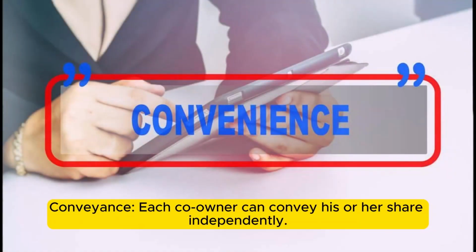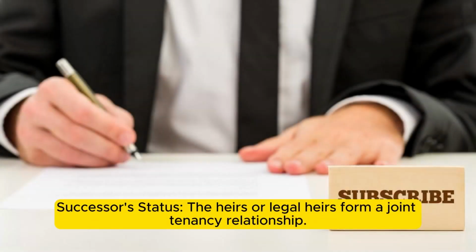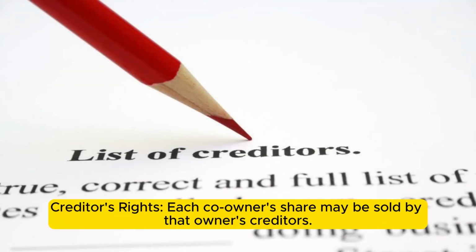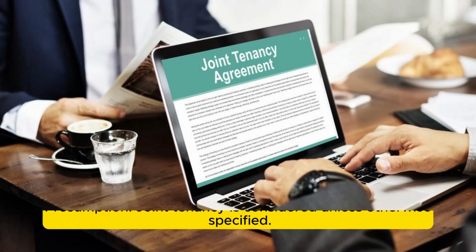Conveyance: each co-owner can convey his or her share independently. Death: a deceased owner's interest is transferred by will or inheritance law. Successor's status: the heirs or legal heirs from a joint tenancy relationship. Creditor's rights: each co-owner's share may be sold by that owner's creditors. Presumption: joint tenancy is considered unless otherwise specified.